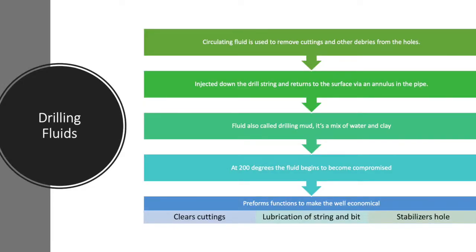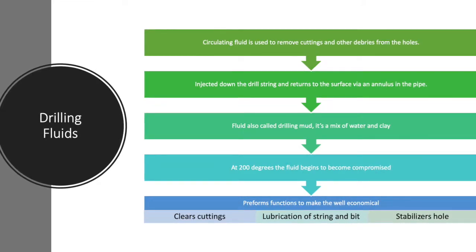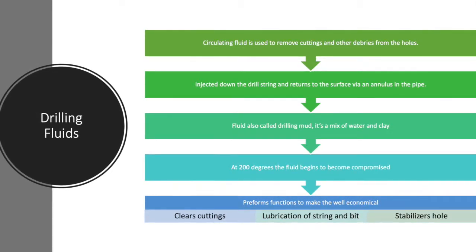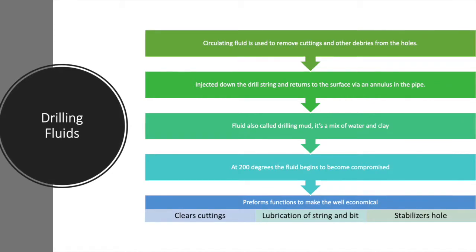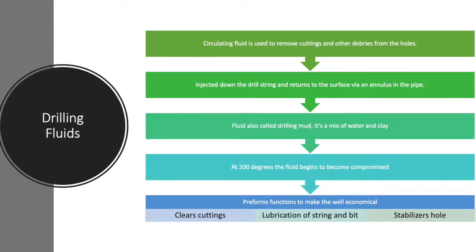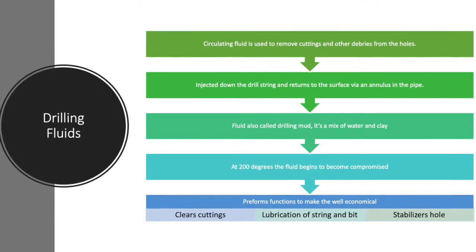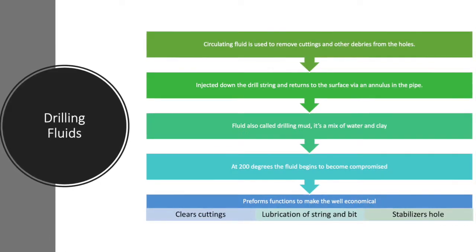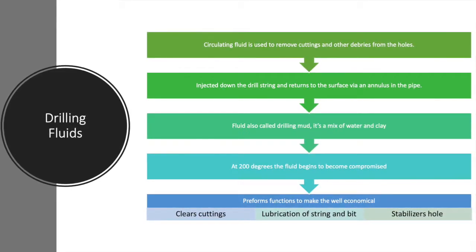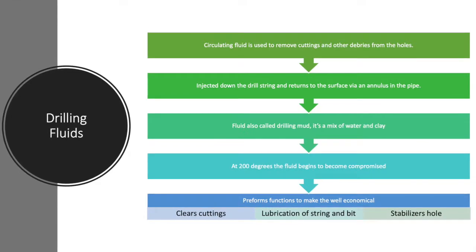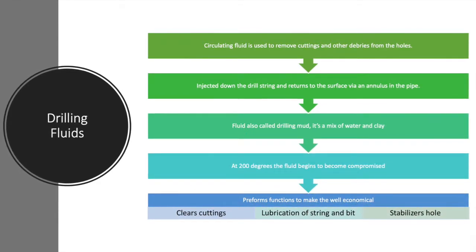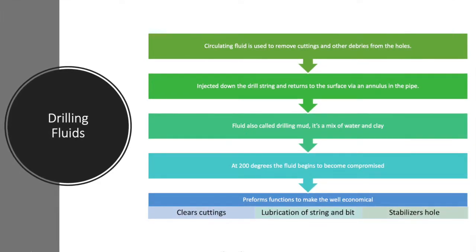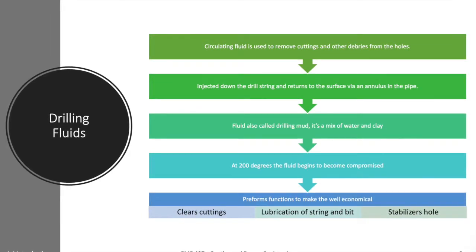Another important safety feature is the drilling fluid. The drilling fluid is a circulating fluid that is used to remove cuttings and any other debris that may occur from the well. The drilling fluid is injected down the drill string as the drill string drills and returns the fluid back to the surface via an annulus in the pipe. The fluid is also called drilling mud. This is a result of the fact it is made up of a mix of water and clay normally.